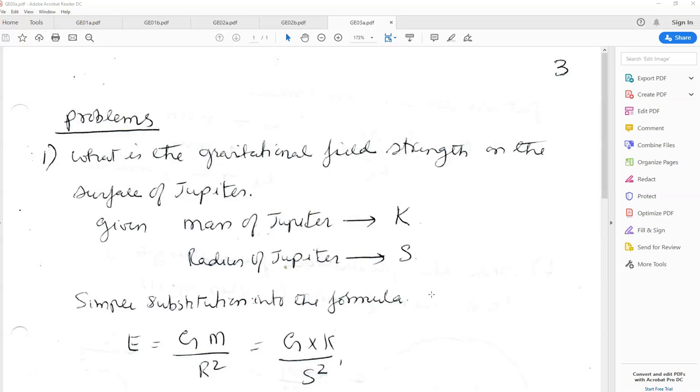Some of the simple problems I have seen in the past paper is something like this. What is the gravitational field strength on the surface of Jupiter? Now when a question like this is asked, you will find the mass of Jupiter given as part of the question. You'll also have the radius of Jupiter, and what you end up doing is a simple formula substitution. You know the gravitational field is g = GM/r². The value of G is given in your formula book. The mass of Jupiter is given along with the question, and the radius also given in the question. You just have to substitute all the three values and get the value.